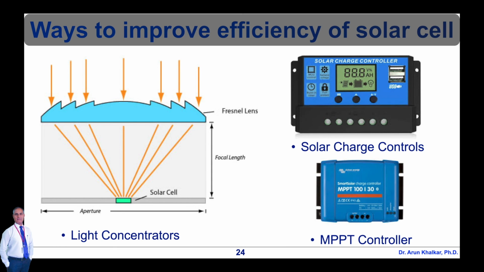Next is MPPT controller. MPPT stands for maximum power point tracking. MPPT control does not turn the excess power into heat, but it turns it into additional charge current. The control senses both input voltage and current and then adjusts output to maximize power transfer. So these are the several ways to improve the efficiency of the solar cell.